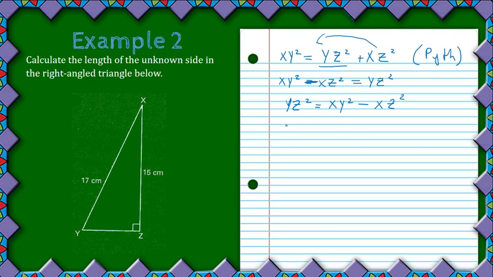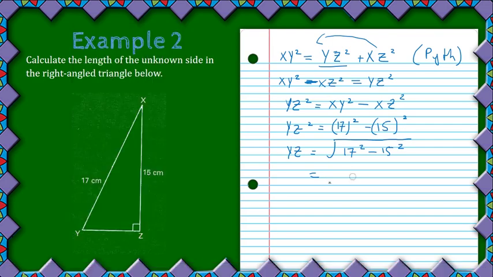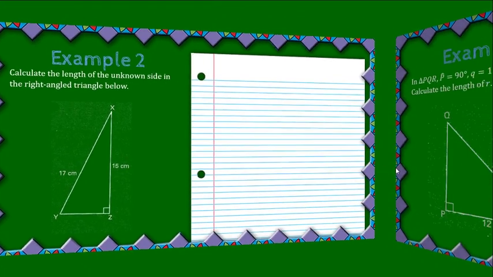So let's substitute in our values. We have 17 squared minus 15 squared, and then YZ is equal to the square root of 17 squared minus 15 squared. And if we put that on the calculator, we get 17 squared minus 15 squared, and that gives us 8. And we are working with centimeters, so that's 8 centimeters.